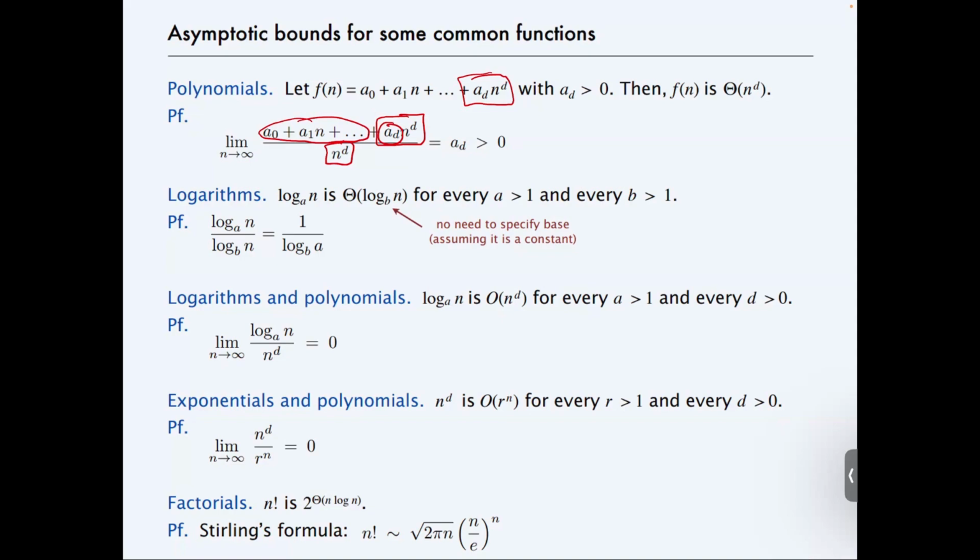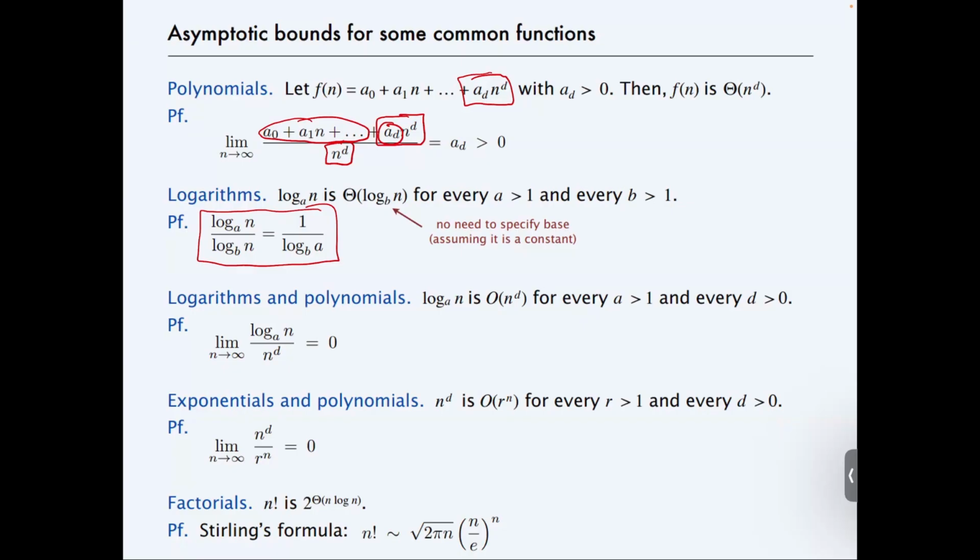So the bounds that we saw, or the limits that we saw on the previous page, help us to show that the largest term in some function is the theta term for that function. Logarithms are another common thing that we're going to see. So log a of n is theta of log b of n for every a greater than 1 and b greater than 1, where a and b are constants. And the proof is simply this: when you divide them, you're going to end up with a constant.